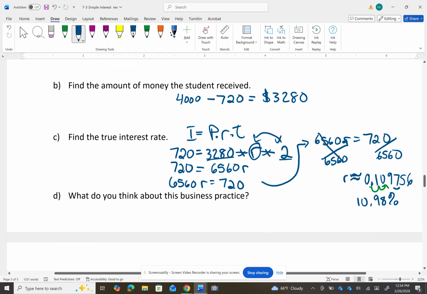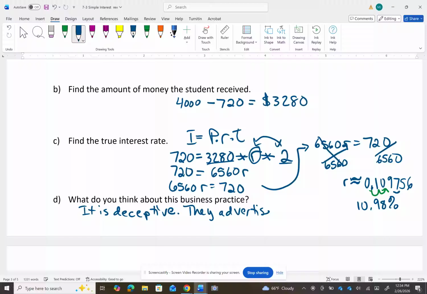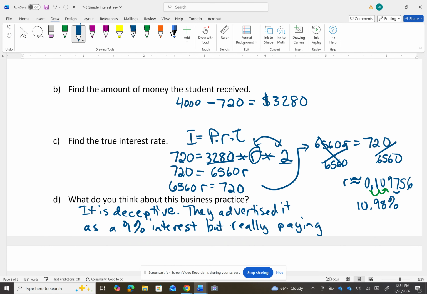All right, so it's a little misleading, I feel like. It's deceptive. They advertised it as a 9% interest rate, but you're really paying almost 11%.